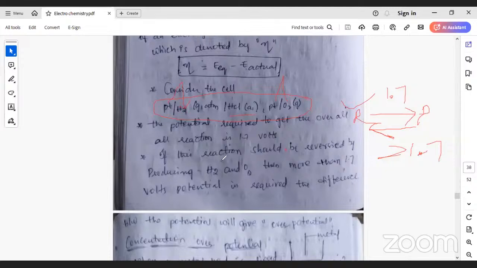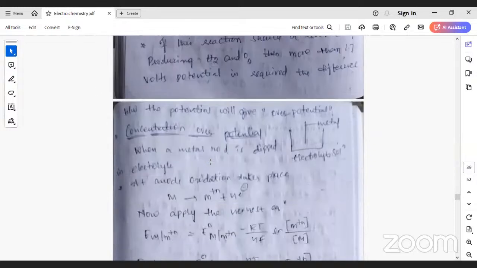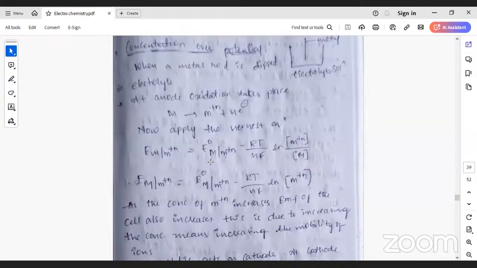So here it is clearly mentioned the reaction should be reversed to produce H2 and O2. More than 1.7 volts of potential is required. So that is called over potential. Right? Is it clear? Yes.